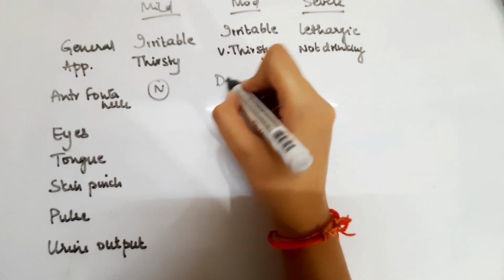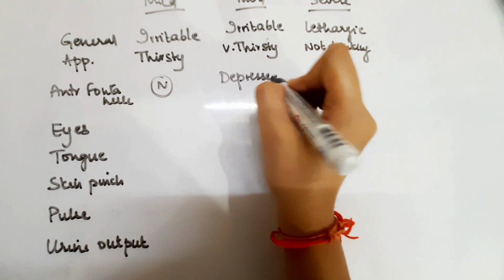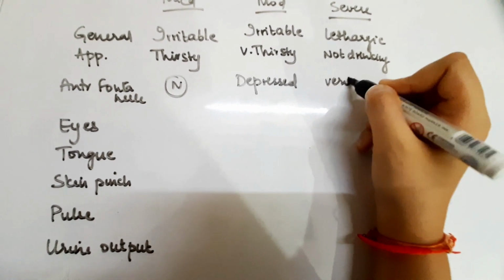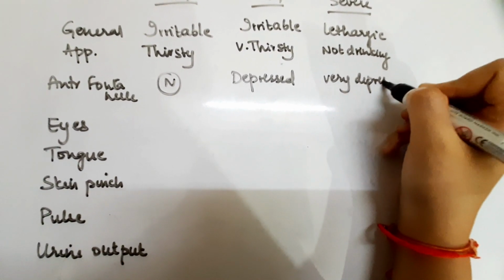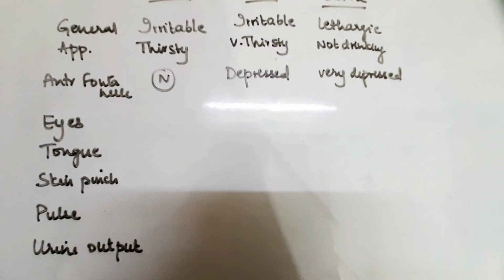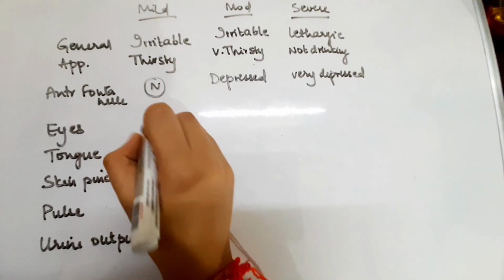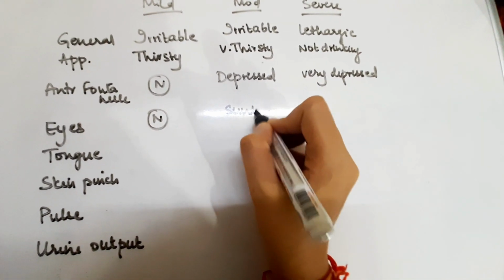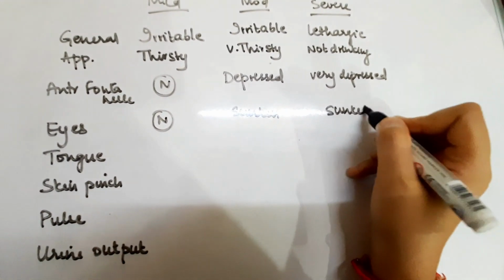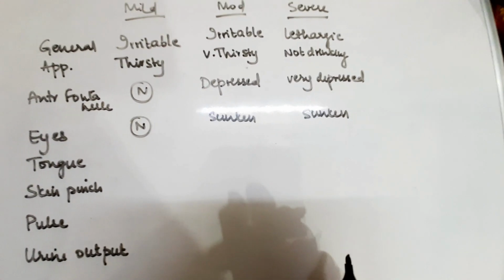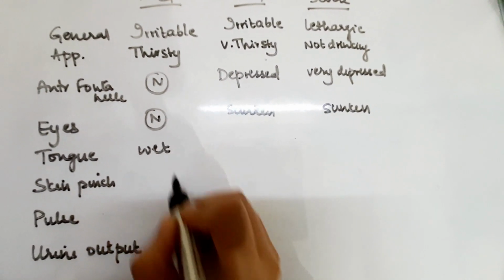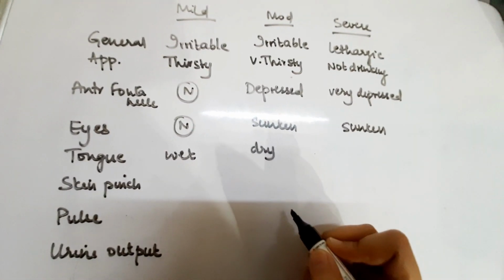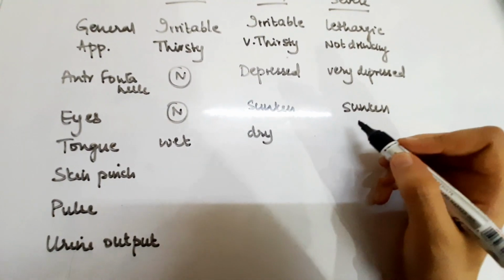If you check the anterior fontanelle in mildly dehydrated children, it will be more or less normal. Whereas in moderate dehydration, the anterior fontanelle will be a little depressed and sunken. In severe dehydration, the fontanelle will be very depressed. Eyes are normal in a mildly dehydrated child, whereas in moderate and severe dehydration, they are sunken inside. The tongue will appear wet in a mildly dehydrated child, a little dry in moderate dehydration, and very dry in severe dehydration.